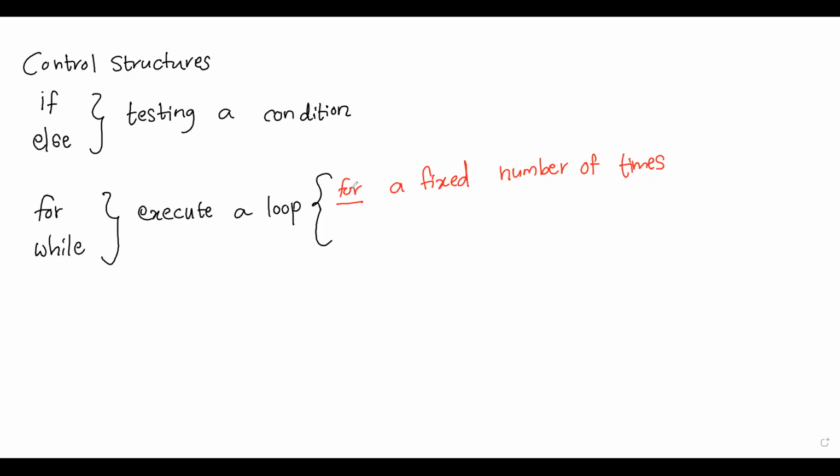This is the generally commonly used loop. But there are instances where you do not know exactly the number of times, you don't have the idea, but you know a condition which should be satisfied to end the loop. So this is executed while a condition is true.